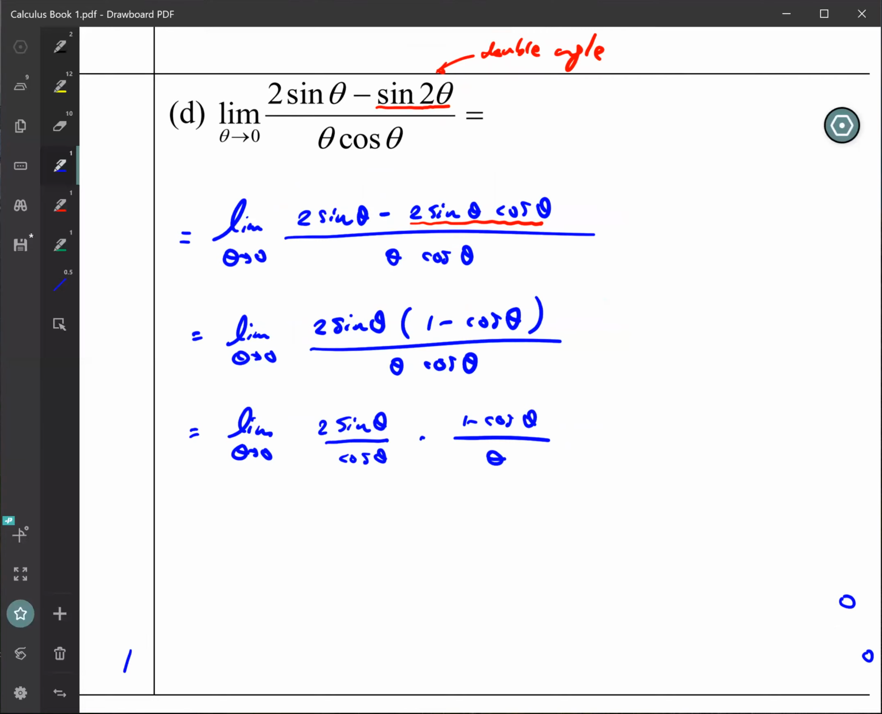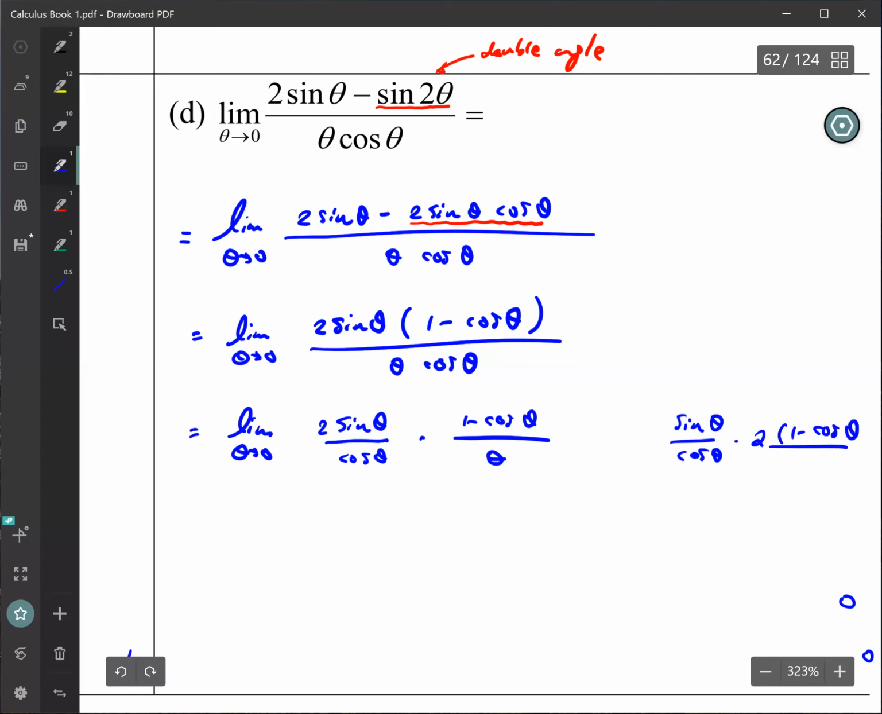Oh, I split up a little bit differently. How did you split up? I did sine beta over cosine beta, and then 2 times 1 minus cosine beta over beta. Then that's the same, right? You mean like times 2 and then 1 minus cosine. Yeah, I just moved the times to the other side. You put the 2 on with the 1 minus cosine, right? Yeah, so that's the same. And then are you stuck there? Yeah, I don't know where to go.